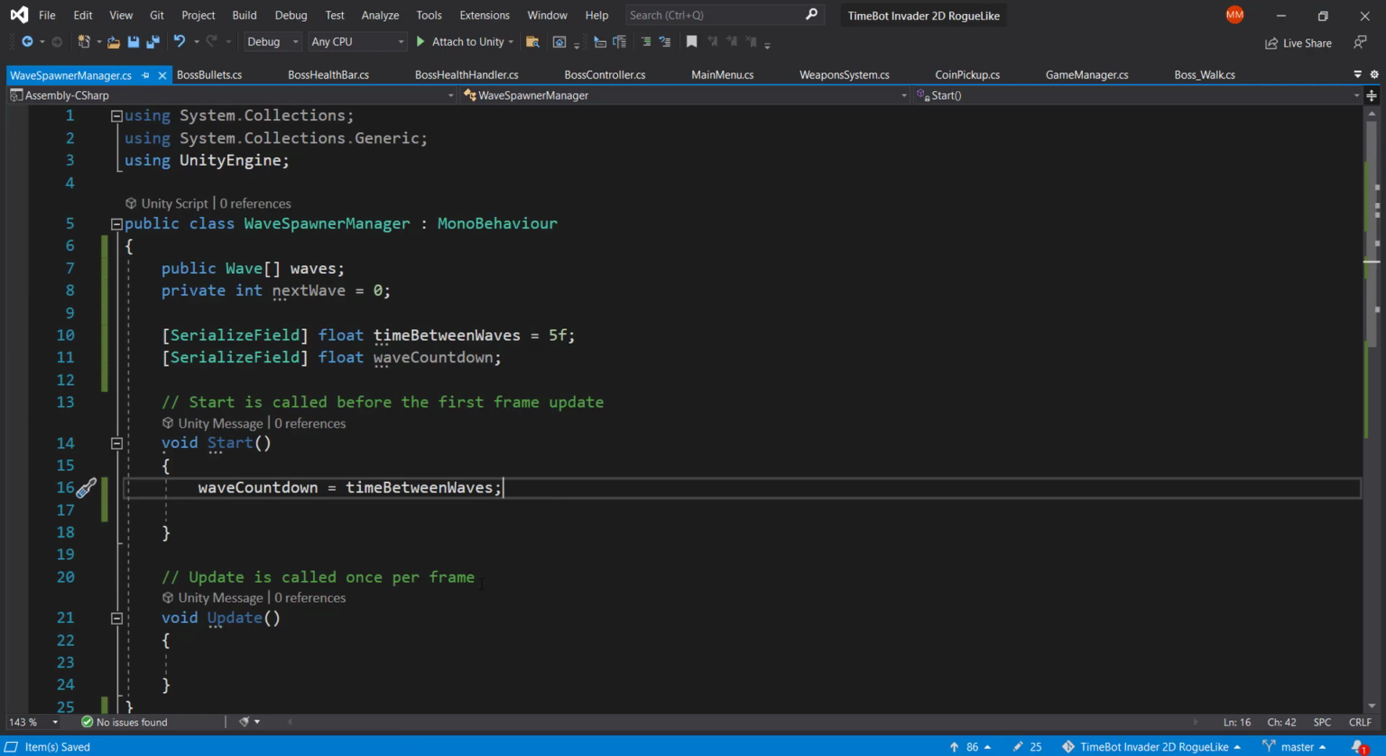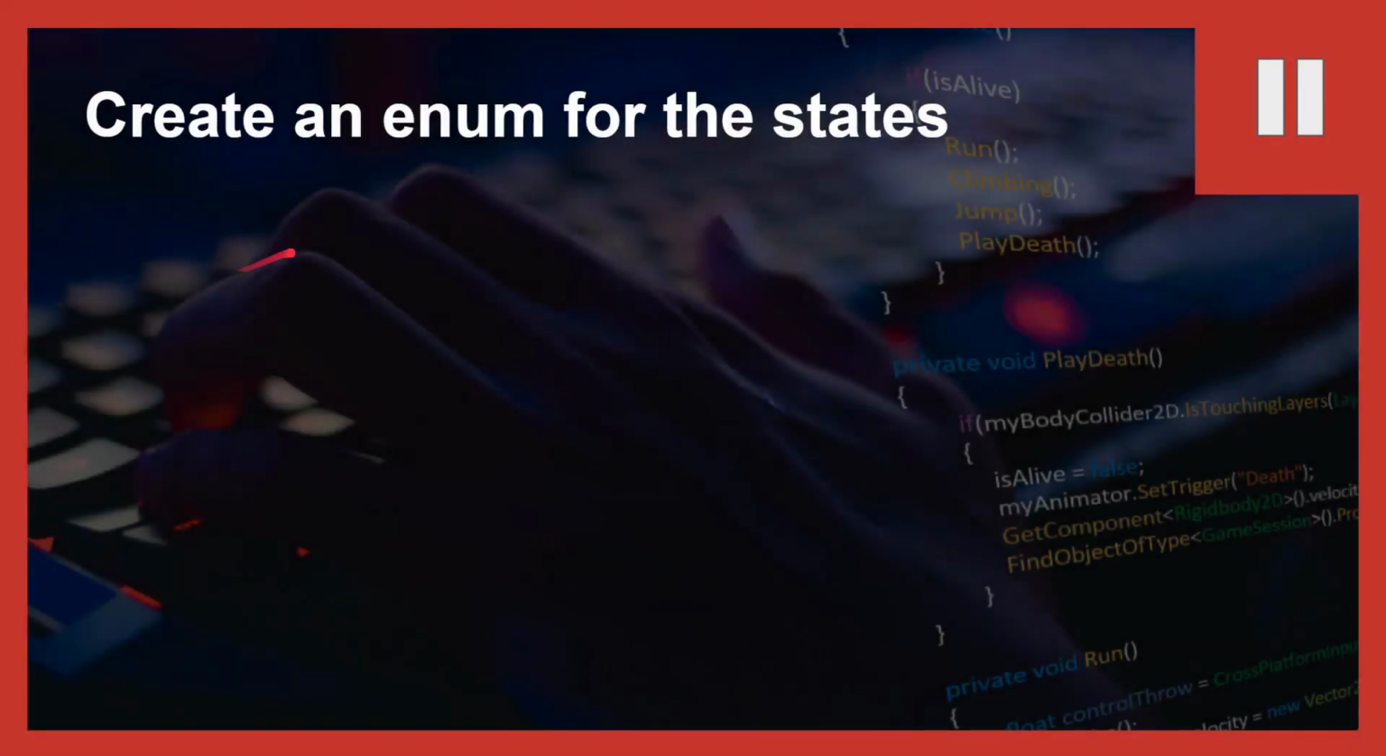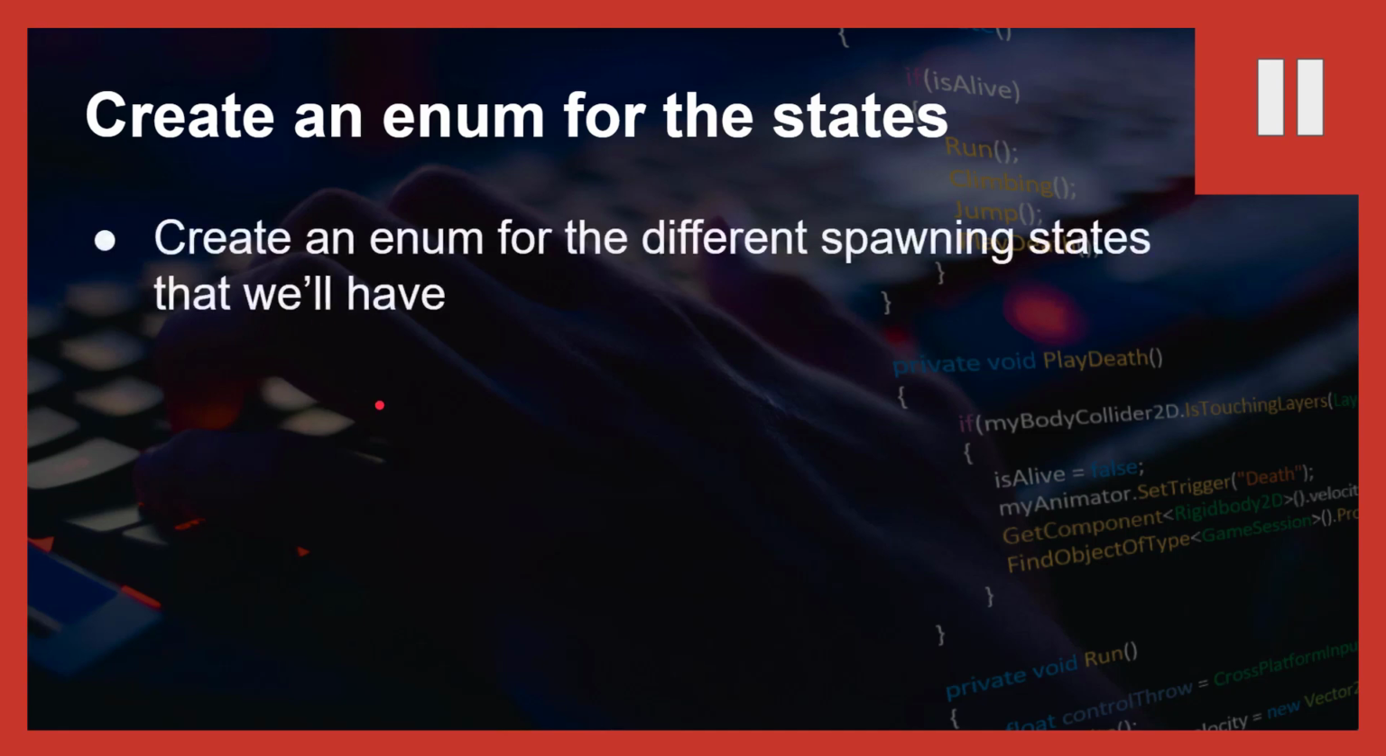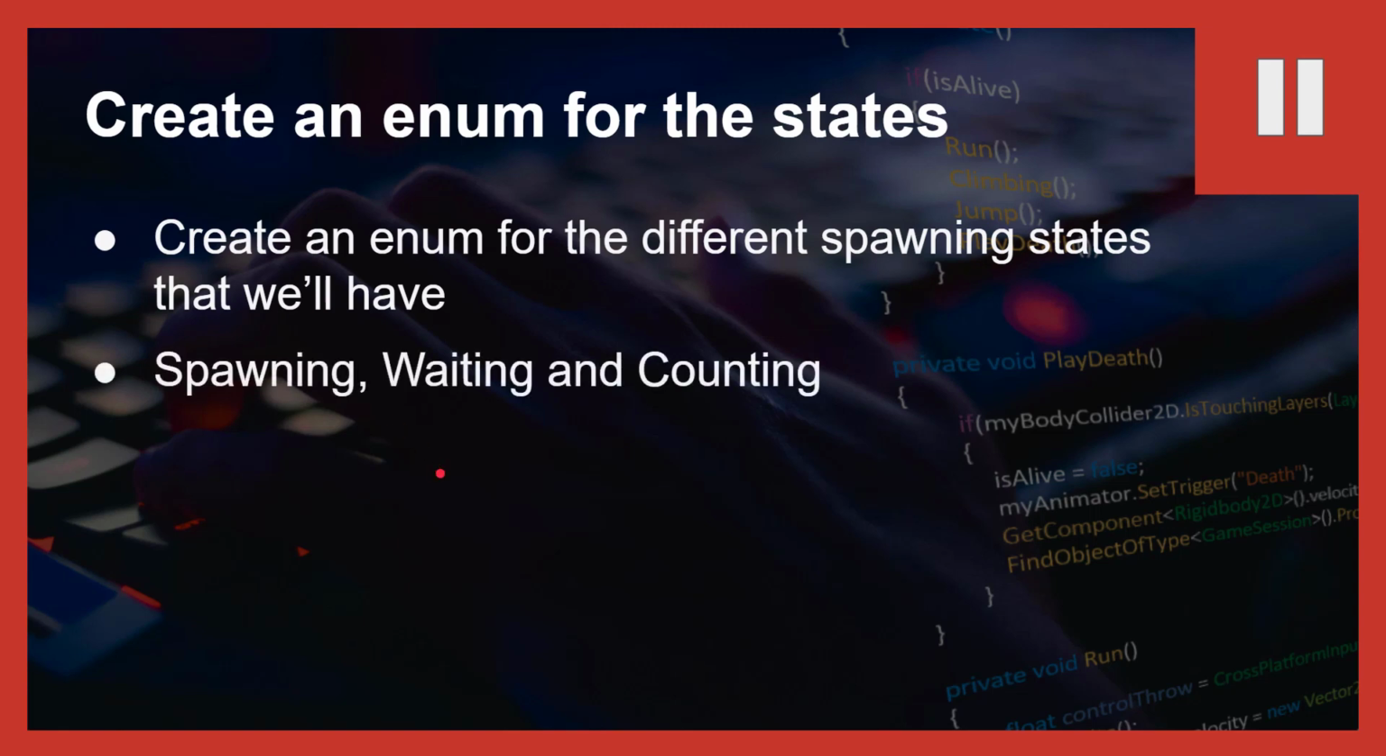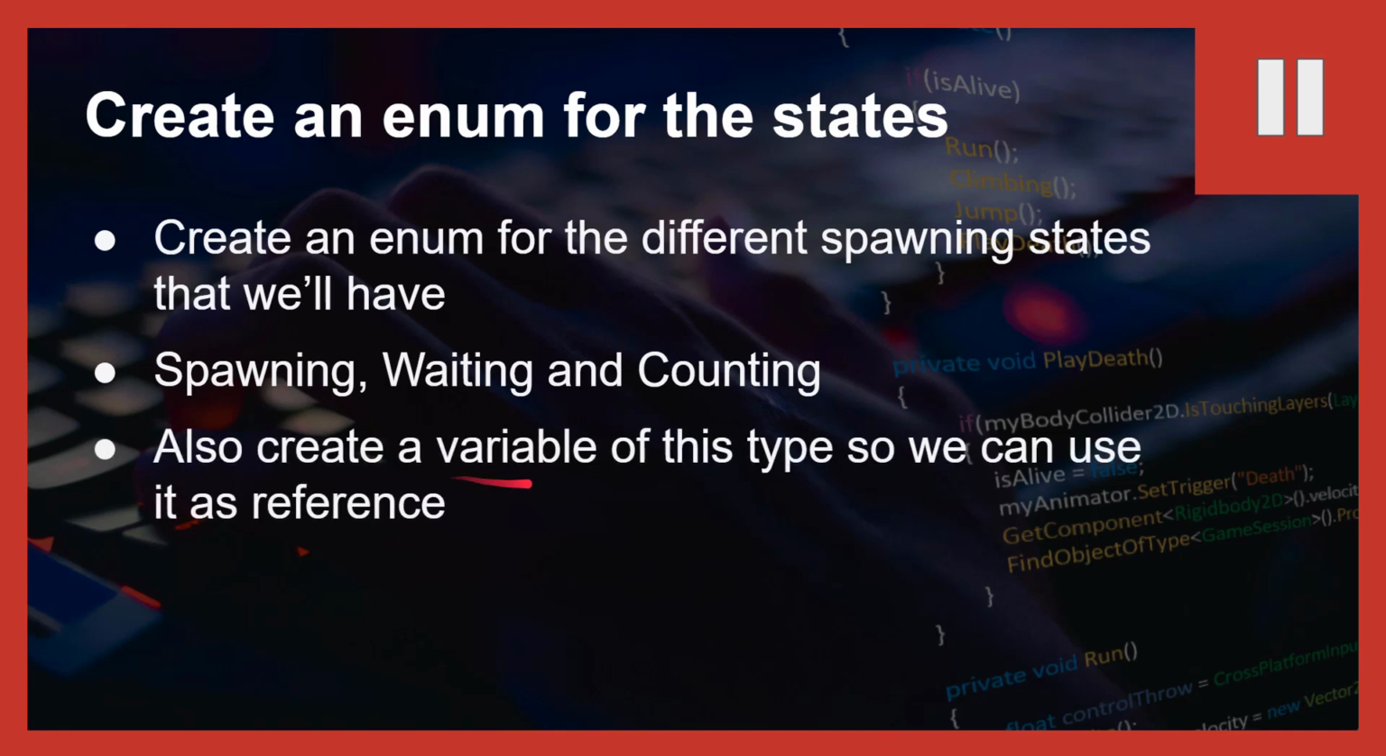So what I'm going to do is issue you a challenge, and your challenge is to create an enum for the different states that we are going to have. We've already covered enums in the pickups section. So first of all, create an enum for the different spawning states that we'll have. We'll need to have spawning, waiting, and counting. And finally, all you need to do is create a variable of this type so we can use it as a reference. So pause the video right now and go do the challenge.